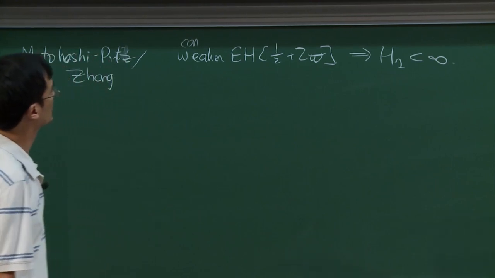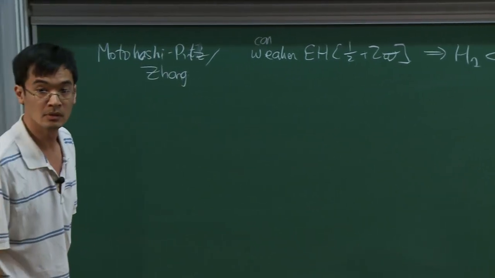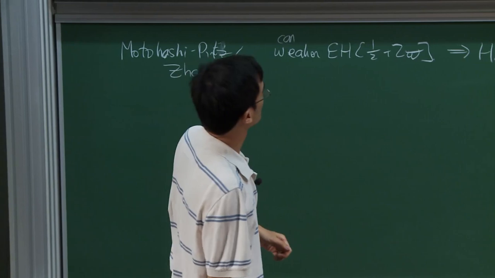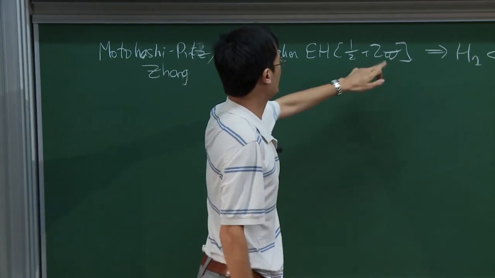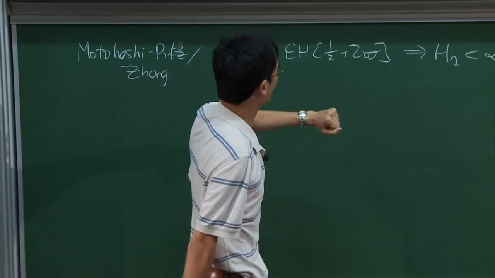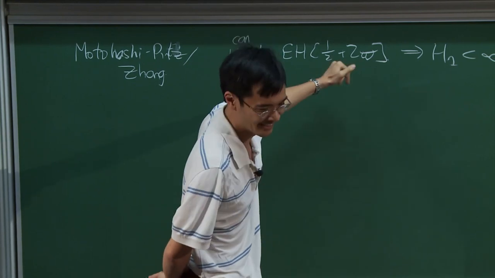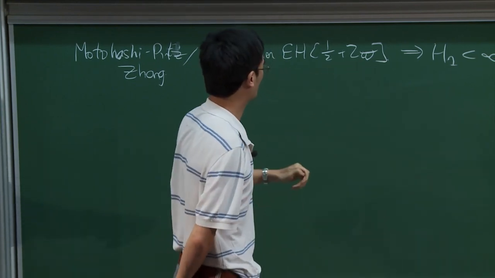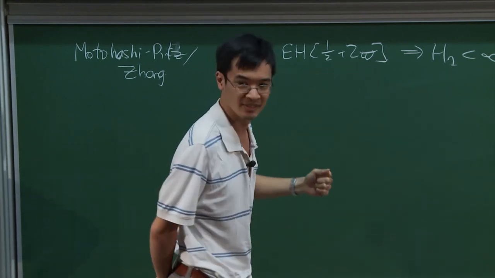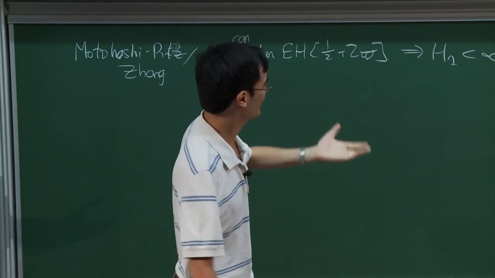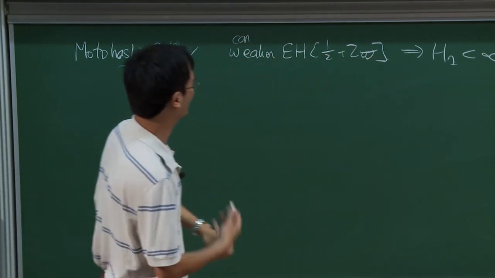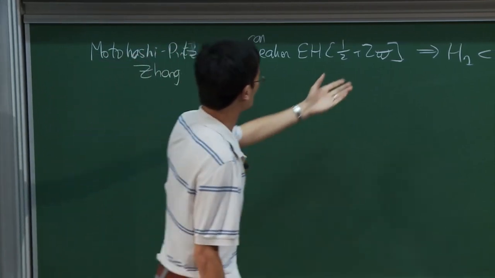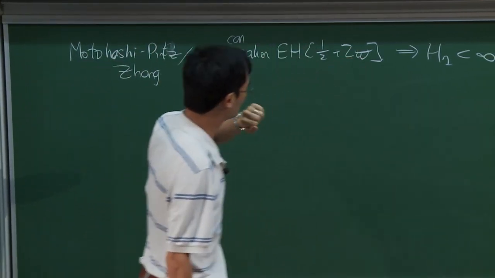What is the 1/2? What is after the following density? Sorry? You said, what you wrote, 1/2 plus 2 varpi? Oh, plus 2 varpi. Okay, this is Zhang's notation. Plus epsilon. Okay, you could call it epsilon if you like. All right, I'm just used to calling it varpi. All right.